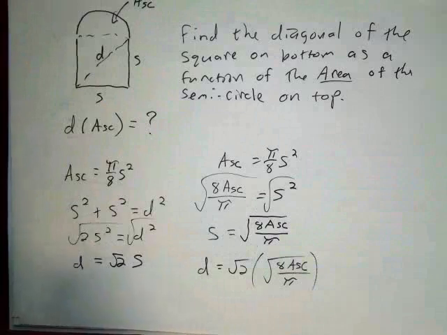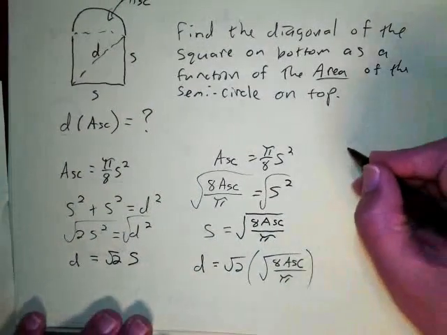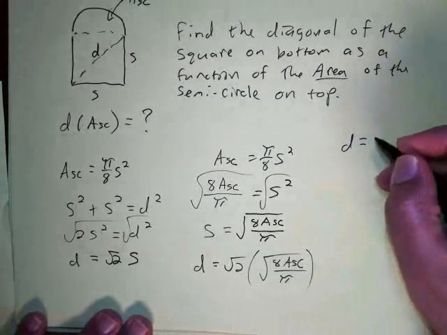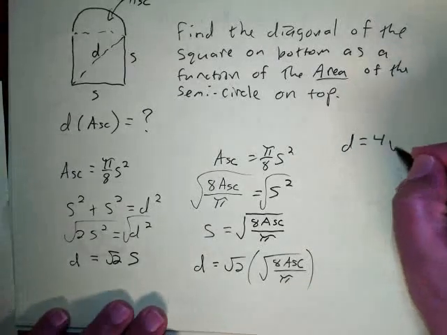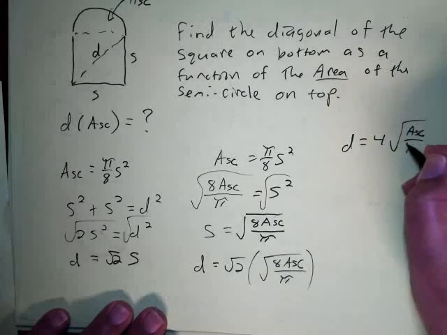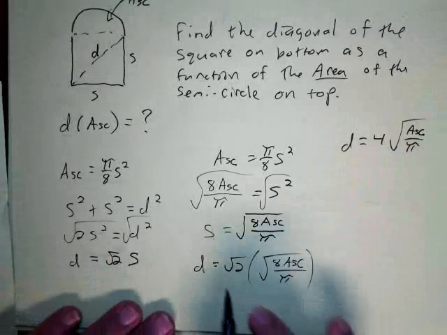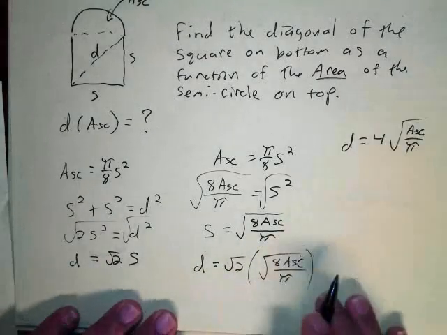Oh, so when I did this problem, I did not get this. The answer I got was d is equal to 4 times the square root of the area of the semicircle over pi. Very different answer, right? So let's see if we can get this into that form.